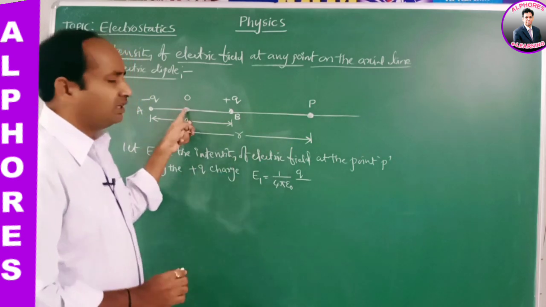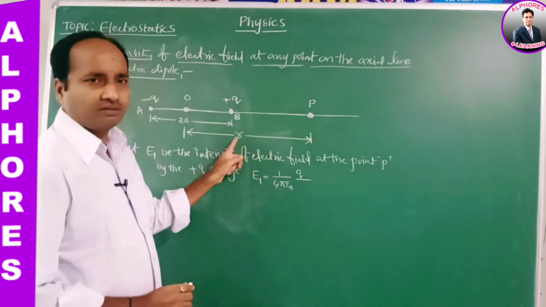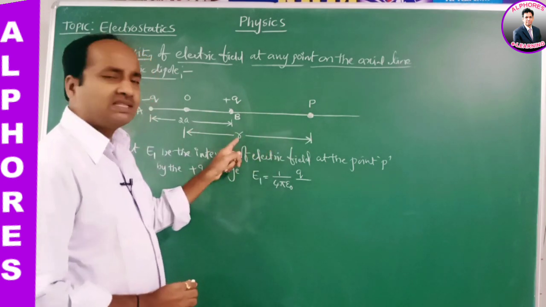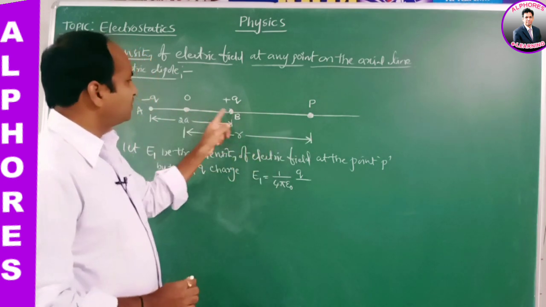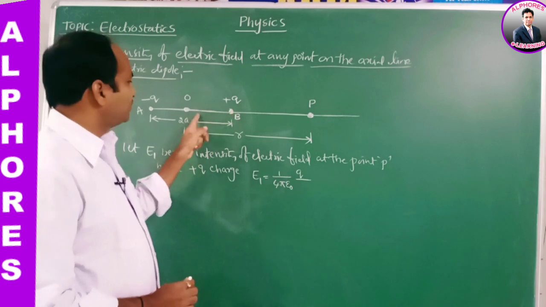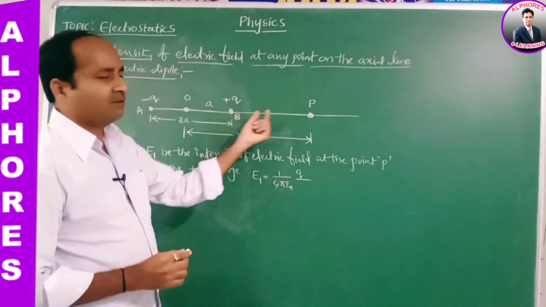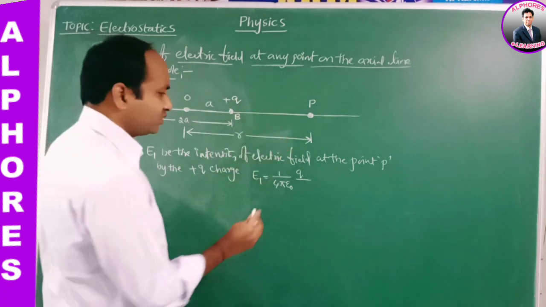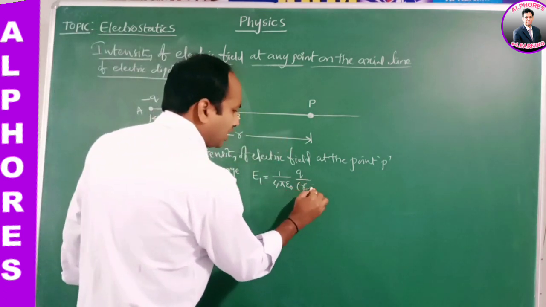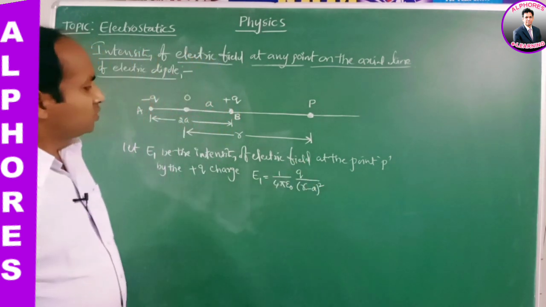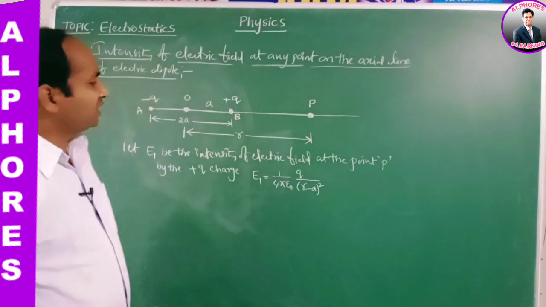What is the value of BP? From the center of the electric dipole to the point P is a distance r. But from the center to either of the charges is a. So the remaining distance is r minus a. So the distance is (r minus a) whole square. It is a vector, so we should specify the direction.